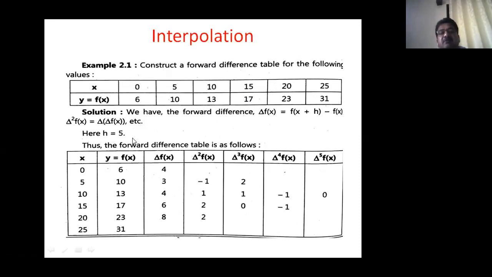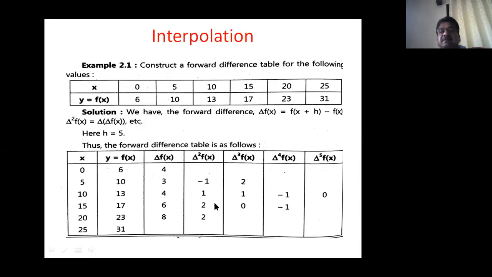So write the backward difference table: write the values of x, write the values of y, and write here del fx, del square fx, del cube fx, del raised to 4 fx, del raised to 5 fx. Instead of delta, we write del. If we have to construct the backward difference table, all these entries are the same. The procedure of obtaining the forward and backward difference table is the same. Only replace this delta by del.